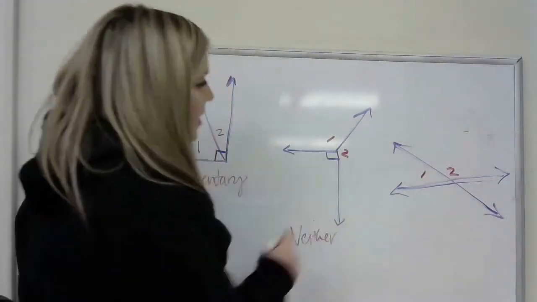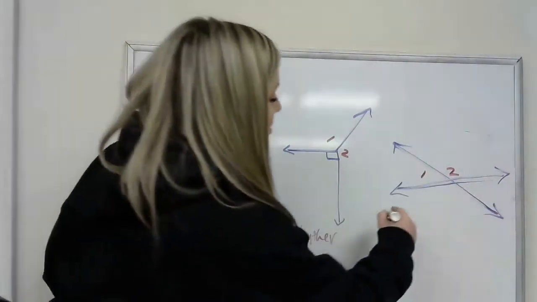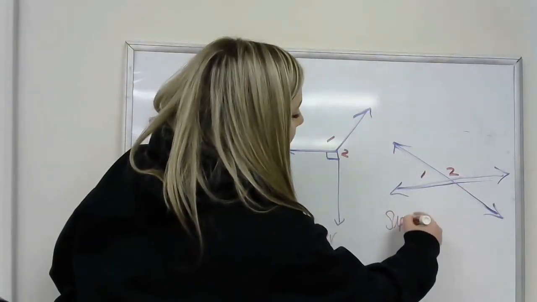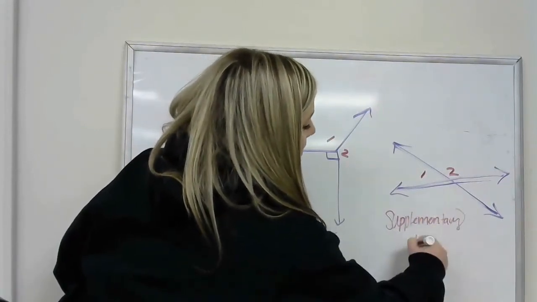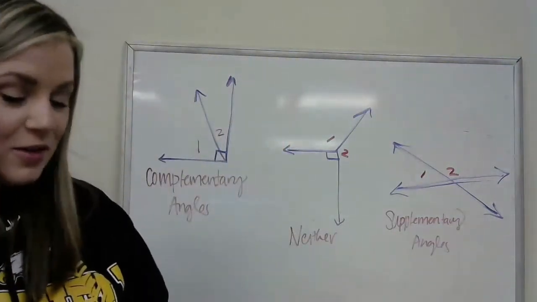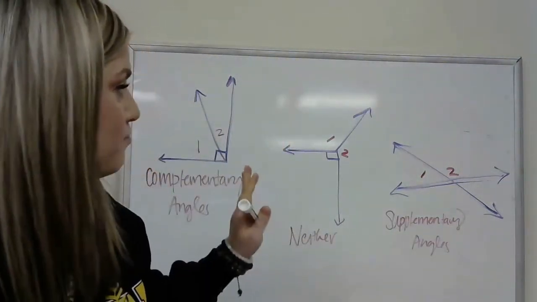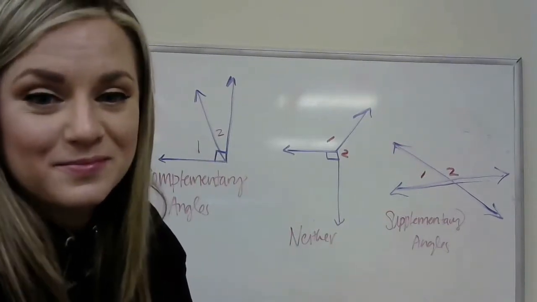Okay. And then let's look at this one. That is a straight line right there, 1 and 2. This is going to be supplementary because that adds up to be 180 degrees. And we know that is definitely not complementary. All right, guys, so listen. If you have a question on this, please raise your hand and ask.